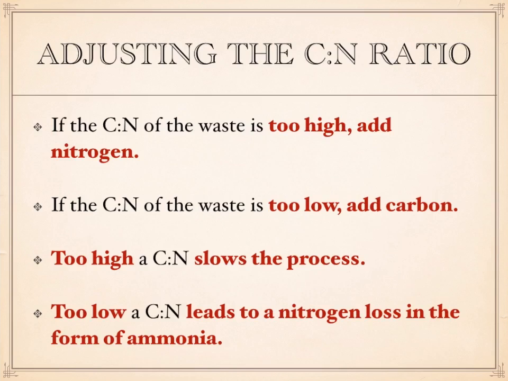Adjusting the C:N ratio by increasing or decreasing the carbon in relation to the nitrogen enables us to control the composting process. If the C:N of the waste is too high, add nitrogen. If the C:N of the waste is too low, add carbon. Too high a C:N slows the process, and too low a C:N leads to a nitrogen loss in the form of ammonia.